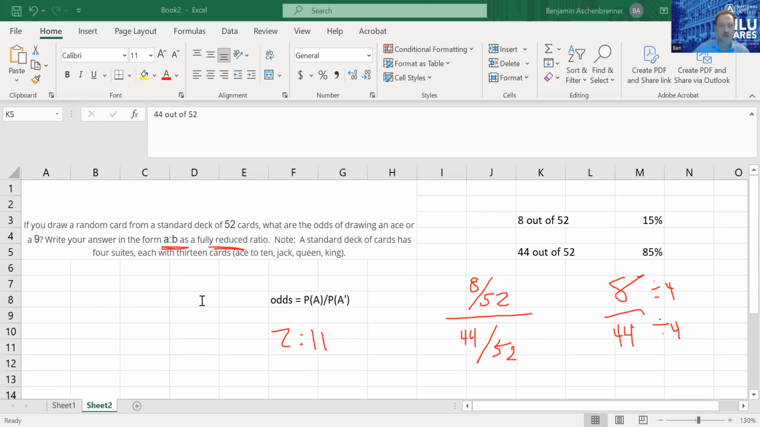Right. Now you just have to pay attention as you go, because they may switch between odds and probability. You just have to read very carefully and be careful about what you're doing. So again, we think about this problem: we want the probability of it happening to the probability of it not happening. Then we want to simplify it.